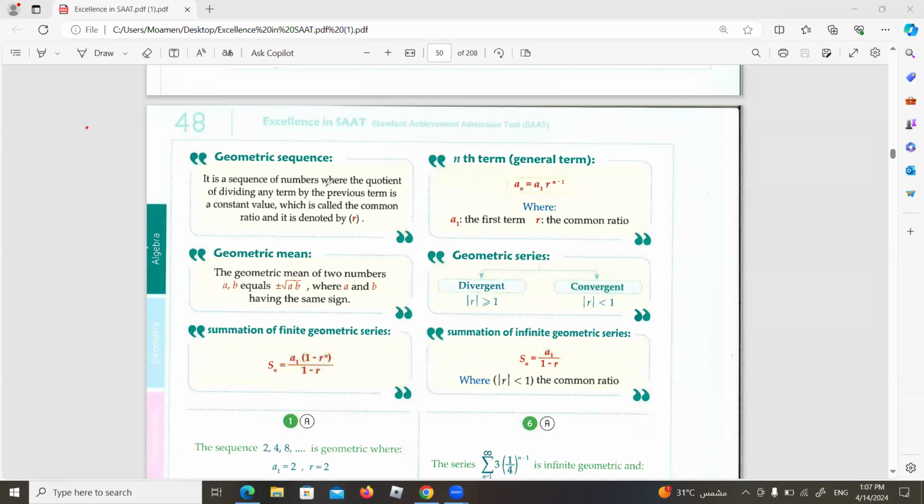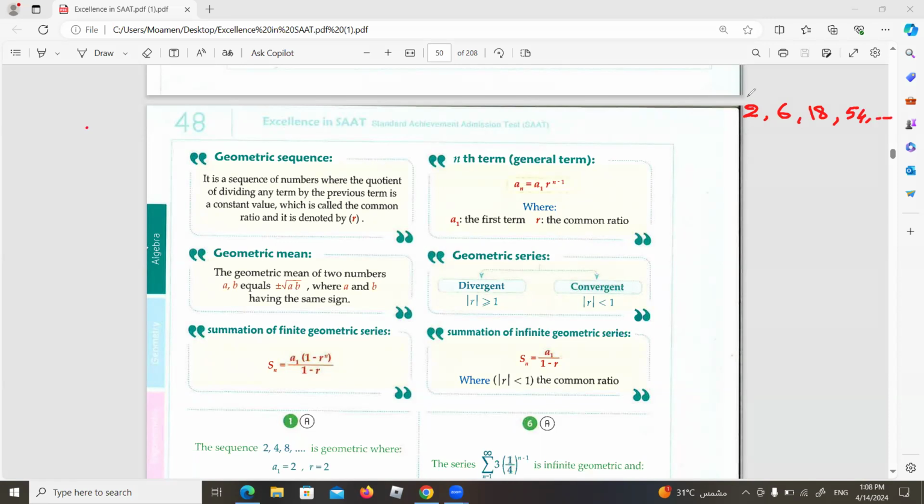The geometric sequence, as we said before, is a sequence of numbers where the quotient of dividing any term by the previous term is a constant value, which is called the common ratio, denoted by R. It means, for example, if I have 2, and then this 2 becomes 6, and this 6 becomes 18, and this 18 becomes 54, and so on. This sequence is called a geometric sequence.